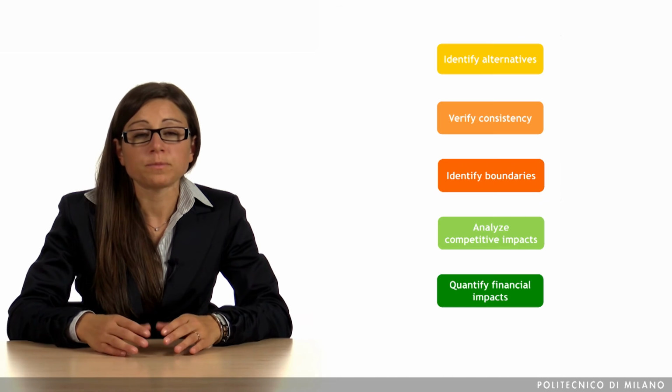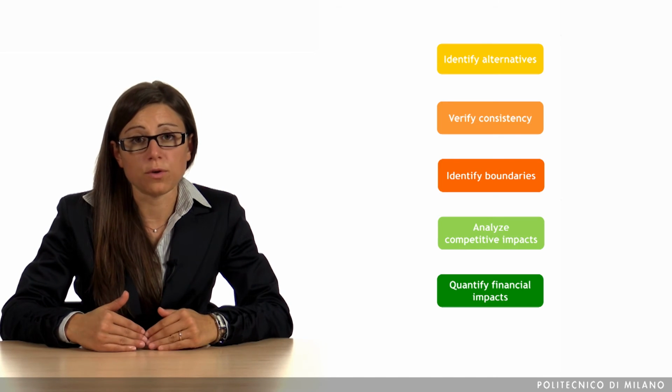At this point, we can move to phase number 4, which is the analysis of the competitive impacts of our alternatives. This means that per each of the alternatives, we need to identify from a qualitative point of view the impact of this decision on the final generation of the net cash flow. If we want to do this, the value tree could be particularly useful.